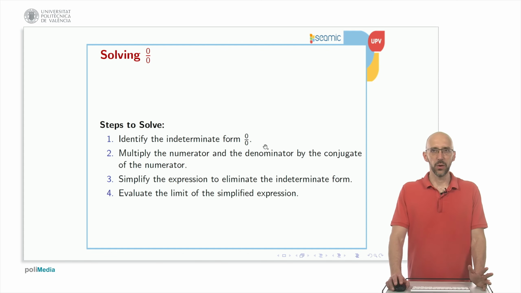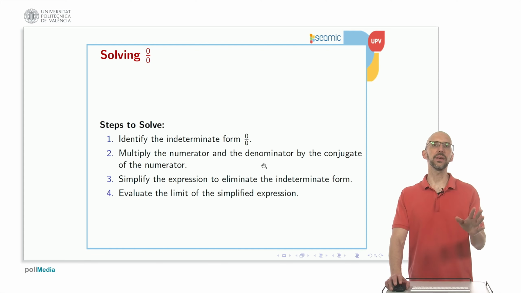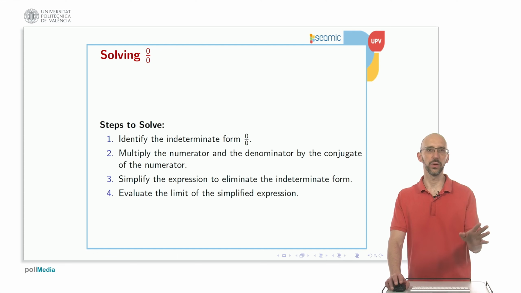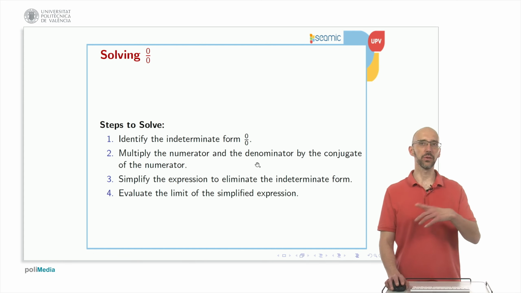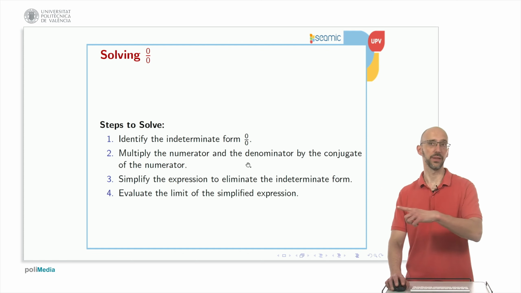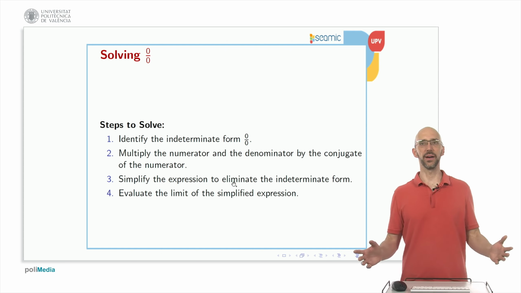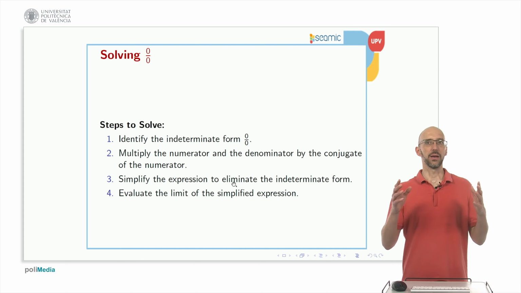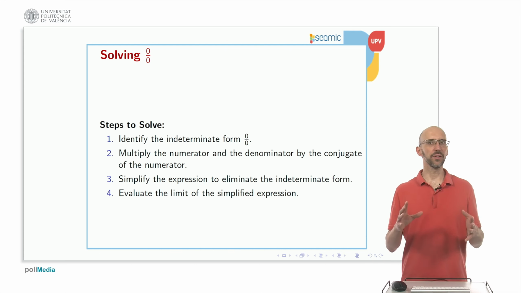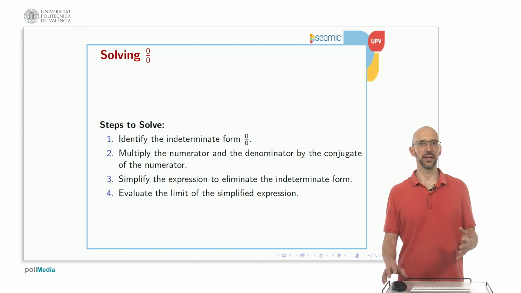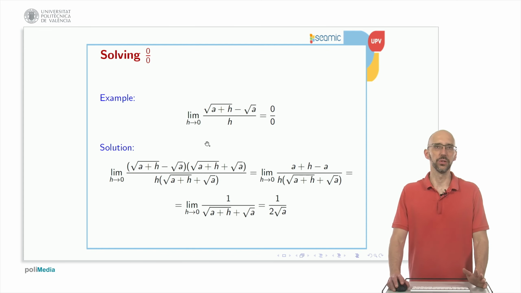How can we do that? Another technique is applied only in specific situations, as we will see in the next example. We can multiply numerator and denominator by the conjugate of the numerator, as you will see in the following example, and simplify the expression. Depending on the function, this technique can work perfectly. Let me show you.